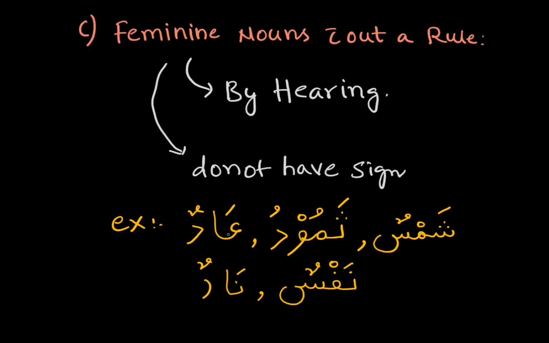Examples of these feminine nouns are ard, and now you can see samud, shams, nar, nafs. So these are a list of feminine nouns. We need to memorize these nouns. In Arabic, such feminine nouns are known as muannas samai.